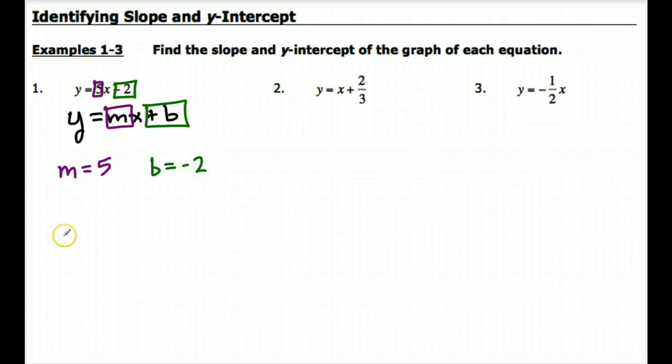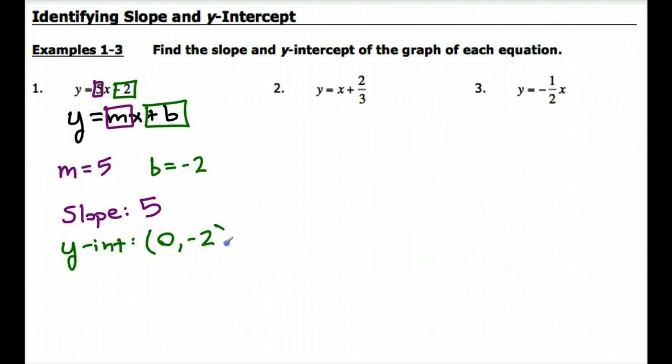That means that the slope of my line is +5, and the y-intercept of my line is the point (0, -2). Now you may be asking, why am I saying that the point is (0, -2)? Well, it's important to remember that the y-intercept, again, is the point where a line crosses the y-axis. Anytime you have a point on the y-axis, remember the x value is equivalent to 0. So y-intercepts will always have an x-coordinate of 0, if you think about where they are on the coordinate plane.